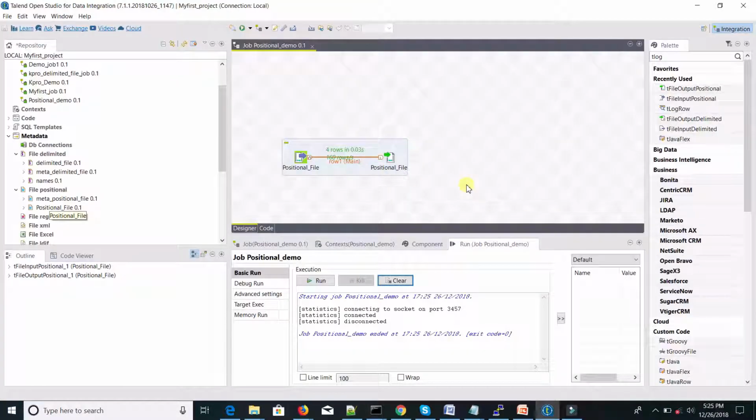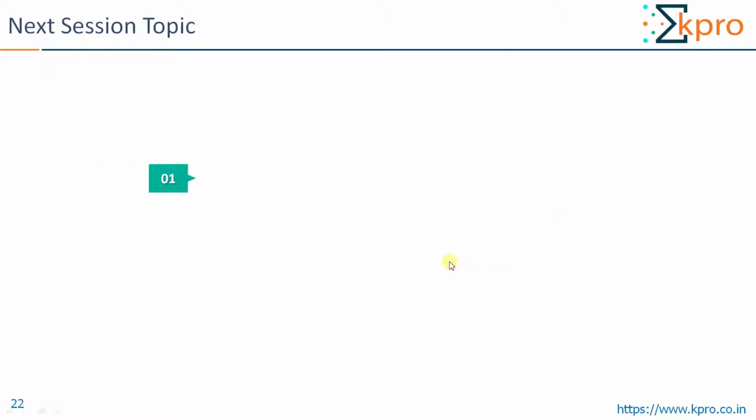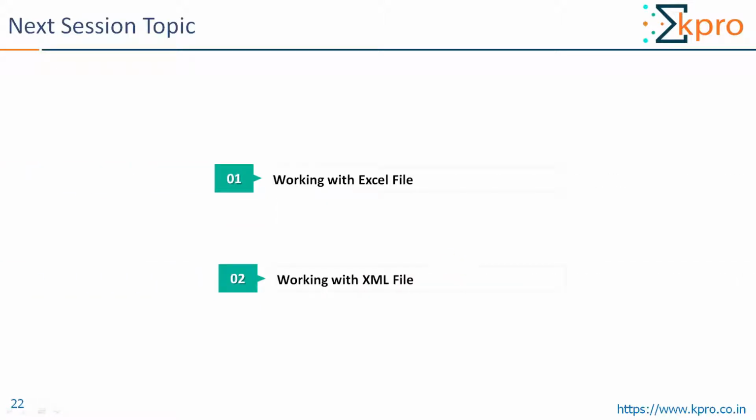So this is how we can create the metadata for the delimited file structure and positional file structure, and we can reuse that metadata in our jobs without rebuilding the metadata. So as part of this session, I covered working with delimited files and working with positional files. In the next session, I'm going to explain how to work with Excel files and how to work with XML files.